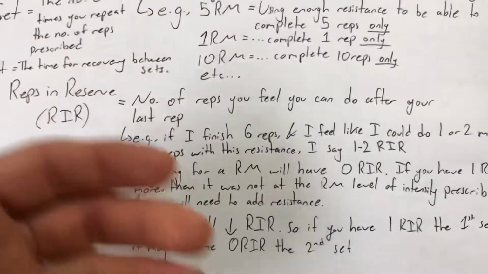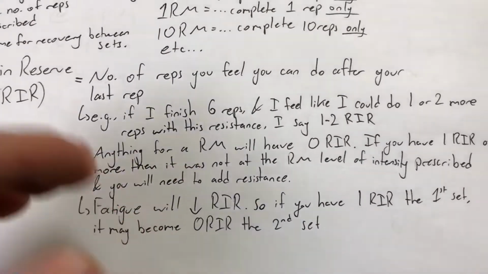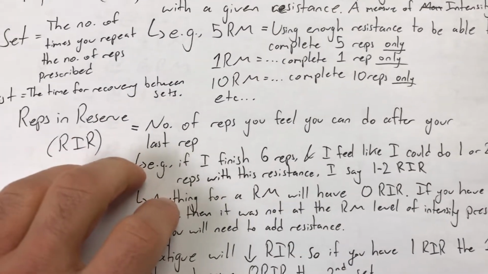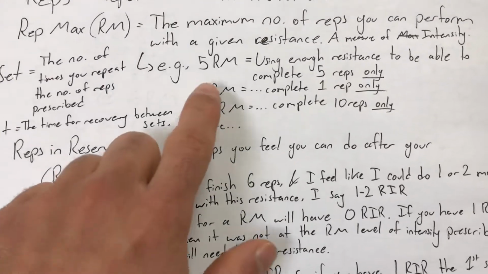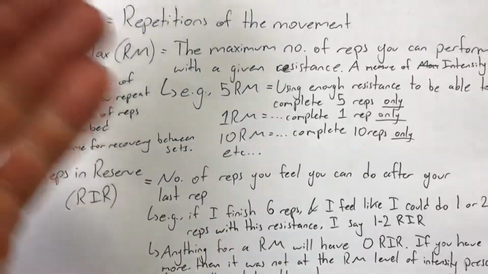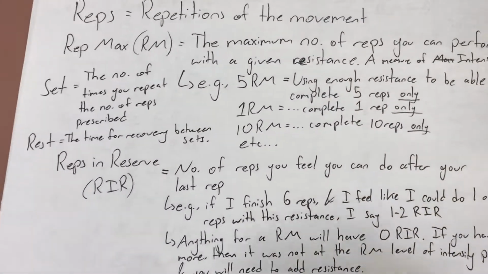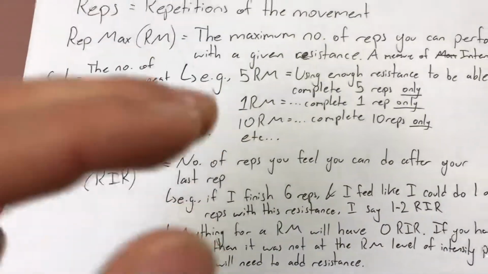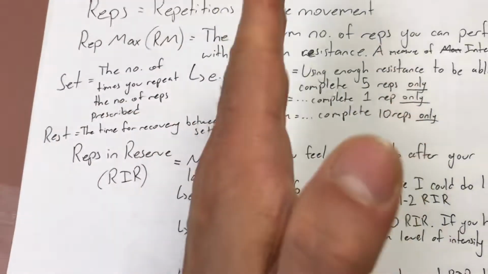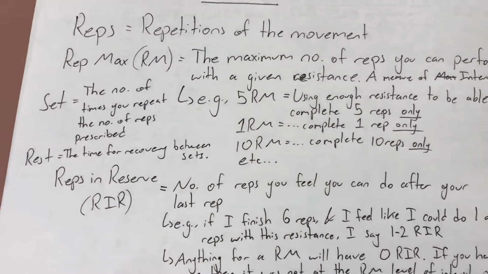You'll also notice as you do sets of exercises that fatigue will reduce your reps in reserve. So if I do my first round of 5 rep max and I have 1 to 2 reps in reserve, and I don't change the weight, by my second or third set that reps in reserve would slowly go down to almost 0. And that is normal. You might want to reduce the amount of weight as you get fatigued so that you are able to complete the reps prescribed.